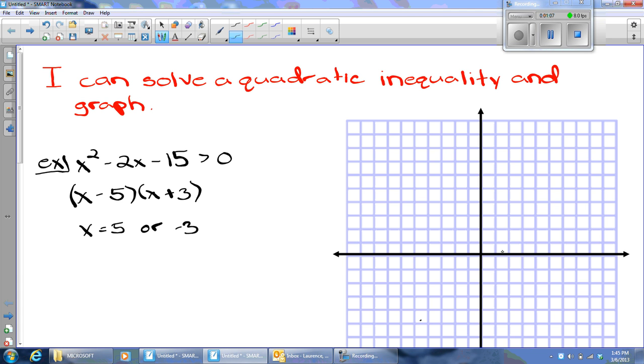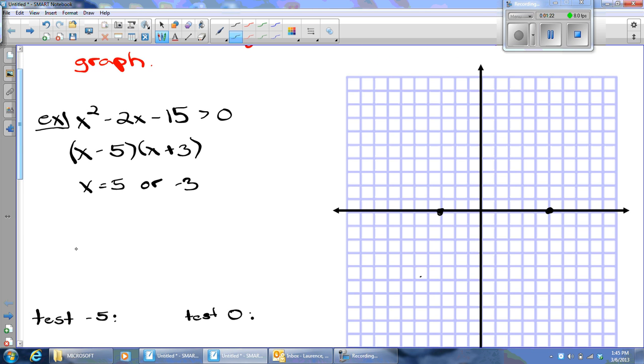So we're going to graph these points. We're going to go to 5, 1, 2, 3, 4, 5. And then we're going to go to negative 3, 1, 2, 3. Okay, then we're going to find our x coordinate for the vertex. We're going to do 5 plus negative 3 divided by 2, and we get 1. And then when we plug 1 into our quadratic equation and solve for y, we get y equals negative 16. So our vertex is at 1, negative 16.